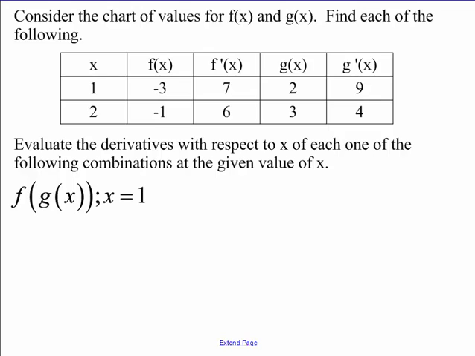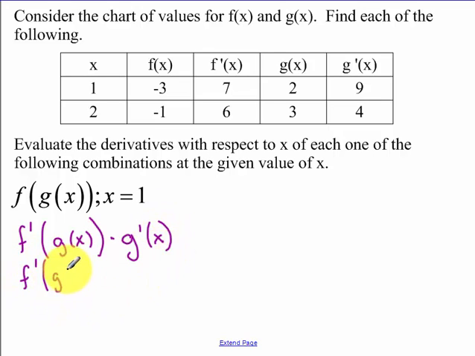In our next example, it's one of these chart of values questions, and I always like these questions. These are always going to show up on quizzes and tests. So if I have to find the derivative with respect to x at x equals 1, you have to remember your chain rule here. Derivative of the outside function with the inside function still composed, intact, times the derivative of the inside function. Now plug in 1.